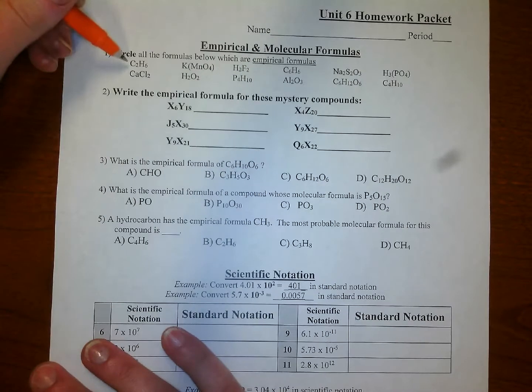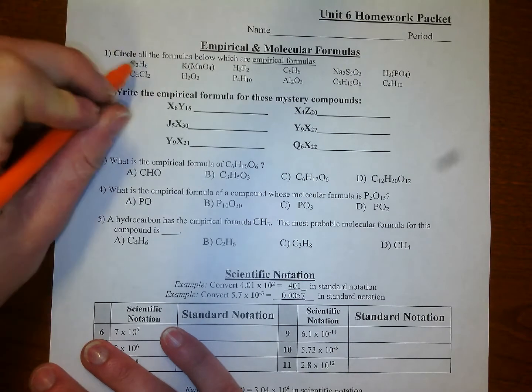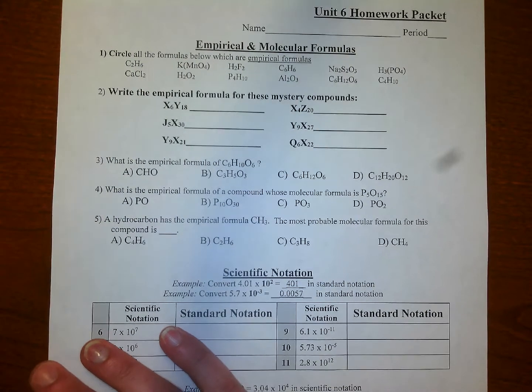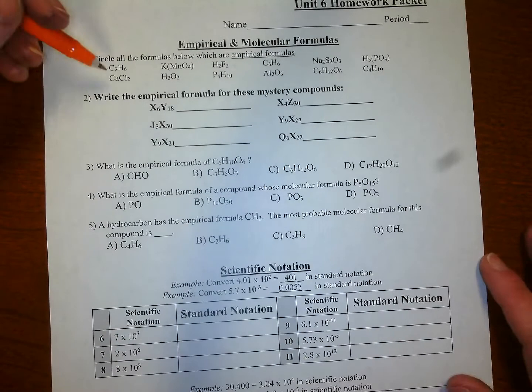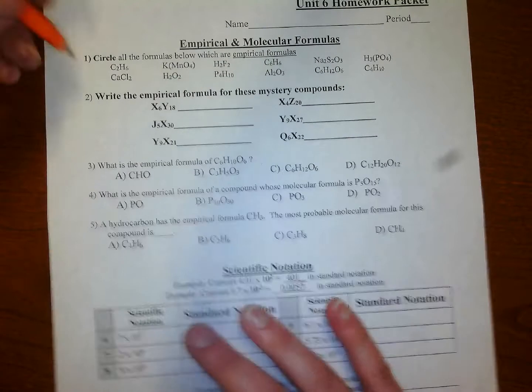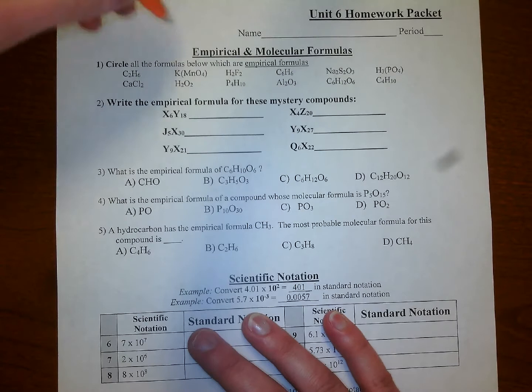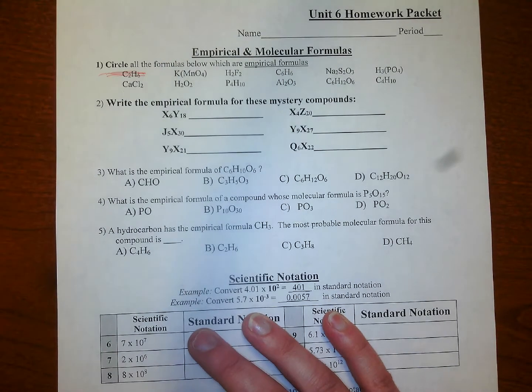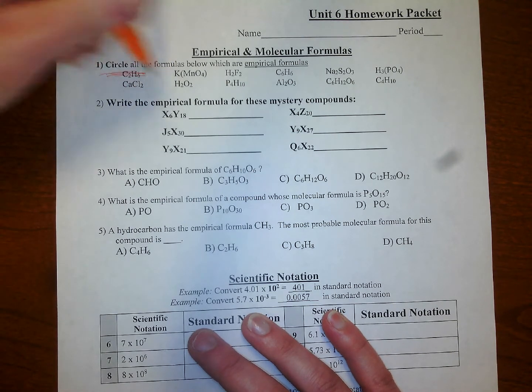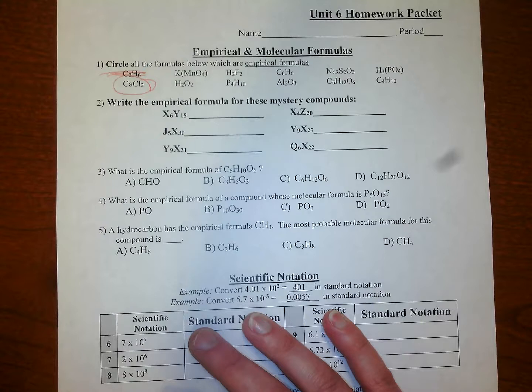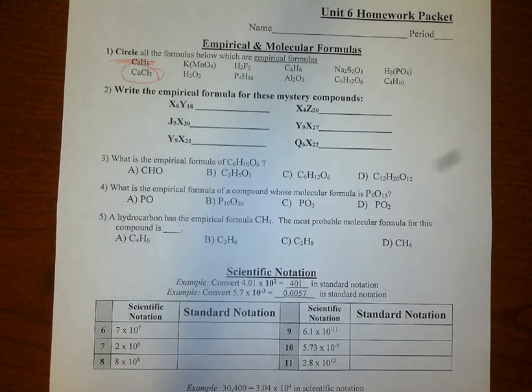So this one, for example, C2H6, these are both divisible by 2. You can divide 2 by 2 to get 1. You can divide 6 by 2 and get 3. That means this is a molecular formula, not an empirical formula. Because an empirical formula is going to be as simplified as you can get without making a fraction. So the one right below it, this calcium chloride, that is an empirical formula. I cannot simplify that any further without creating a fraction. So that is what I'm looking for.